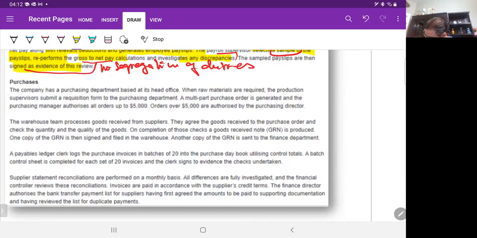The company has a purchasing department based at its head office. When raw materials are required, the production supervisor submits a requisition form to the purchasing department. A multi-part purchase order is generated and the purchasing manager authorizes all orders up to $5,000. Orders over $5,000 are authorized by the purchasing director. The warehouse team process goods received from suppliers. They agree the goods received to the purchase order and check the quantity and quality of the goods. On completion of those checks, a goods received note is produced. One copy of the GRN is then signed and filed in the warehouse. Another copy of the GRN is sent to the finance department.